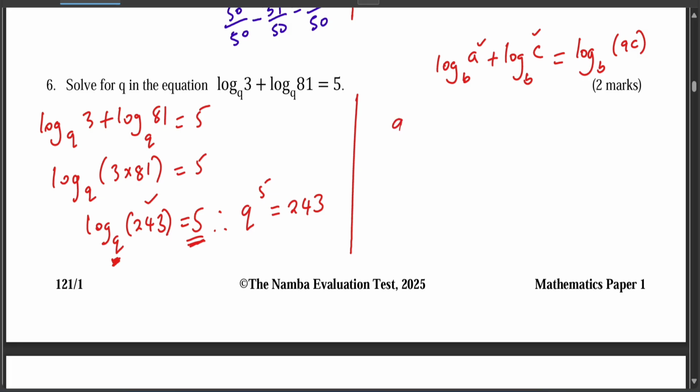Now since we have this Q to the power of 5, and it gives you 243, for you to remove the power of 5, you do the fifth root. So the fifth root here as well. Let me just wrap this, the fifth root of this one. So Q will be equal to the fifth root of 243, I think 3. So yeah, it's 3. So your Q is basically 3.